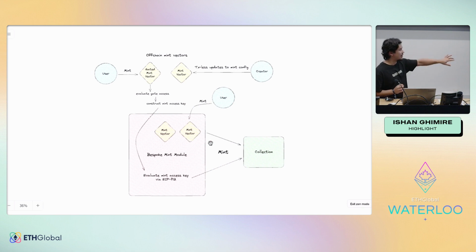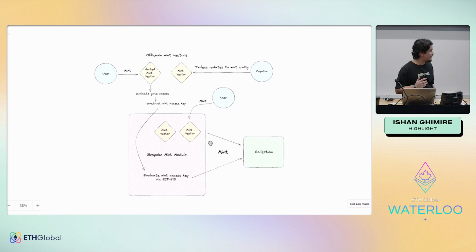This is what it looks like on chain. The mint module is a smart contract. The collection is another. That's the smart contract we're going to deploy for you guys. We have this concept of mint vectors. Mint vectors are just different ways to mint on the collection, so you can parallelize a bunch of different sales. You could have a mint vector where only Bored Ape holders can mint at a free price. You could have another mint vector going on at the same time for a public mint. So it's analogous to mint phases on a normal collection.